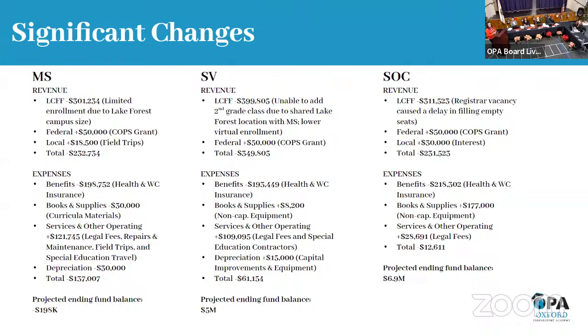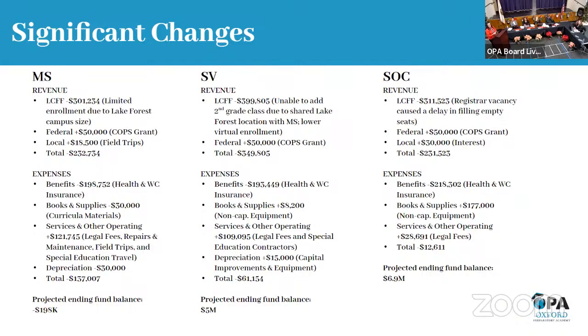For the middle school, lastly, depreciation, we are reducing the budget by $30,000. That's because we did not purchase everything over the summer that we were anticipating. We pushed some of the expenses later in the year until we received our first special advance apportionment. So some of those purchases have been delayed. Therefore, the depreciation expense won't reflect a full year's worth of depreciation.